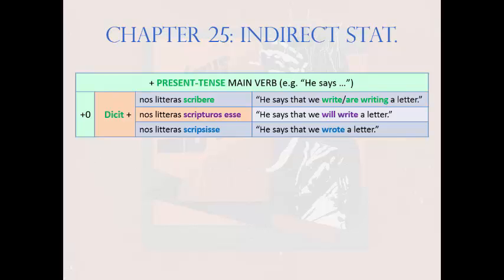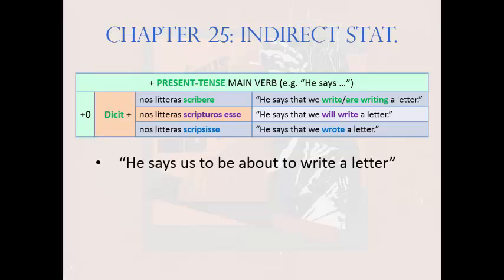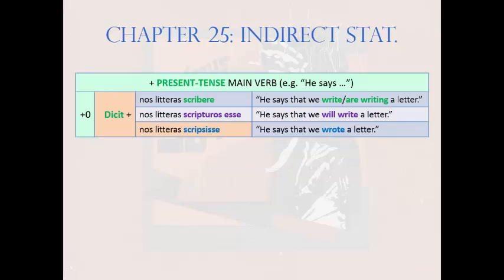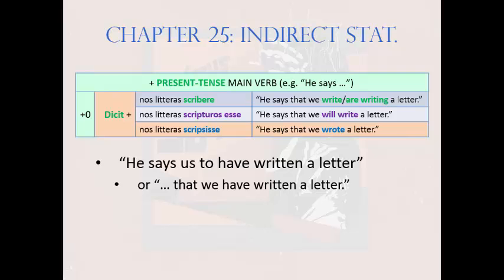Now what if the infinitive is future? Dicit nos litteras scripturos esse. Literally, he says us to be about to write a letter. Or in better English, he says that we will write a letter. And here it is with a perfect infinitive. Dicit nos litteras scripsisse, meaning literally, he says us to have written a letter. English would say, he says that we wrote or have written a letter.